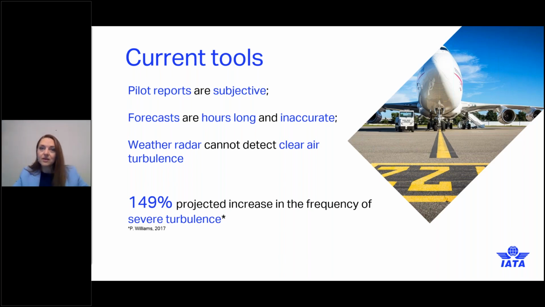And then the weather radar is really great in predicting thunderstorms, but it's really not that useful when an aircraft is hitting clear air turbulence. So a lot of limitations and definitely a lot of room for improvement. And the problem is that a lot of research indicates that turbulence encounters will become more frequent and more severe in the coming decades due to the changing climate. So the industry, as I said, is looking for better ways to manage turbulence and mitigate the impact of it on the operation. So next slide, please.